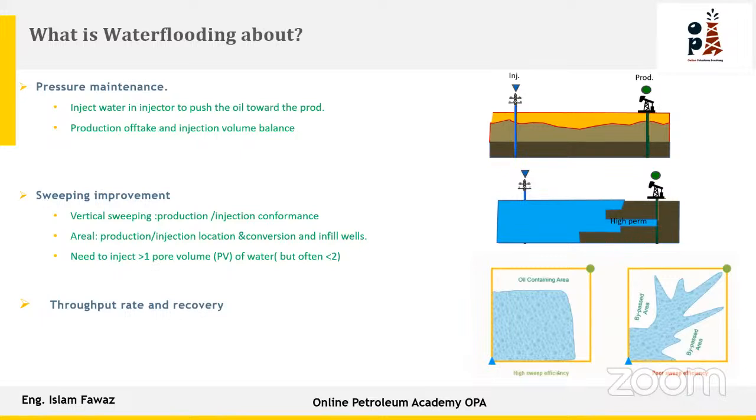You need to inject more than 1 pore volume or 2 pore volumes in order to get the required water flooding, or the maximum recovery from this field. So those two important points you have to keep your eye on when you design the water flooding project.